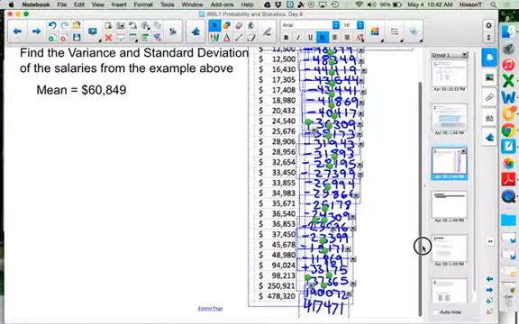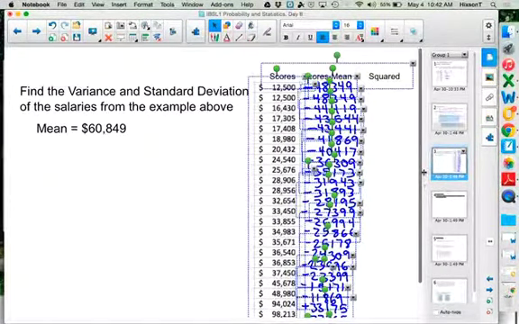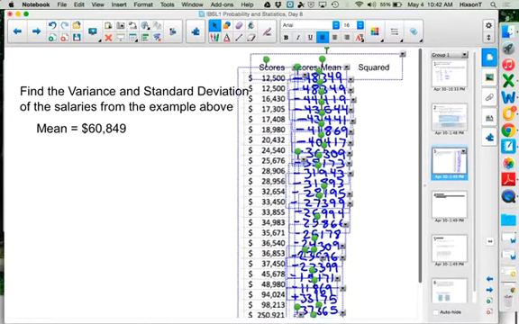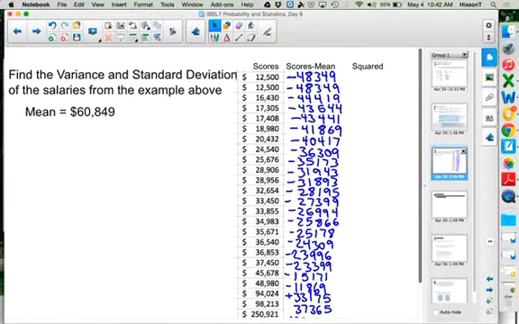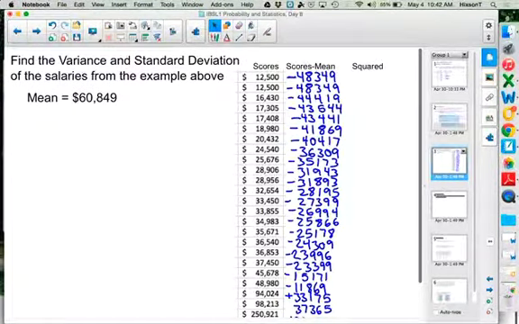Now, you can't do this on your calculator. In Excel, you just type equals STDEV, parentheses, A1 colon A whatever, highlighting a column. You could just highlight.